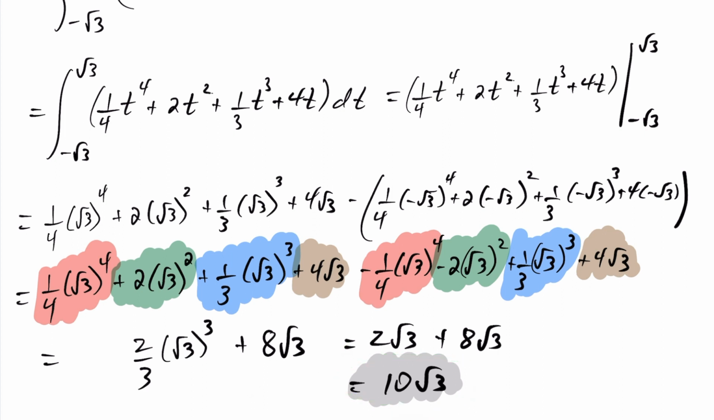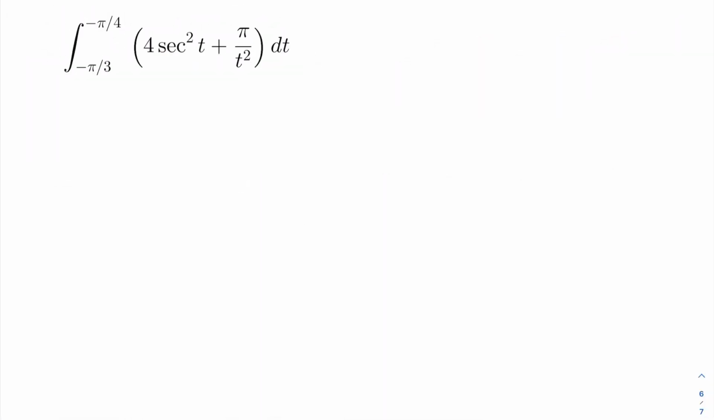All right, let's take a look at another example. For the following example here, we're taking the integral from negative pi over 3 to negative pi over 4 of the following function here. Again, we can tackle the antiderivative of each of these separately. So I'm going to go ahead and integrate 4 secant squared t first. Again, this is with respect to t.